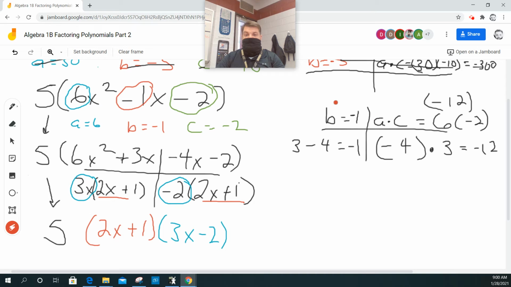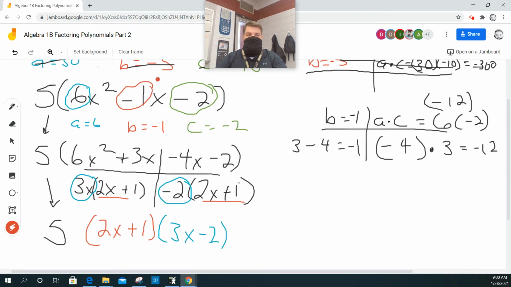So now I start the AC method, and it's much easier because A times C is just 6 times negative 2, which is negative 12. And then my B term is just negative 1. So I need to think of two numbers that when I multiply them, I get negative 12, and when I add them up, I get negative 1. Well, that's negative 4 times 3 equals negative 12, and 3 minus 4 equals negative 1, or negative 4 plus 3, however you want to look at it.